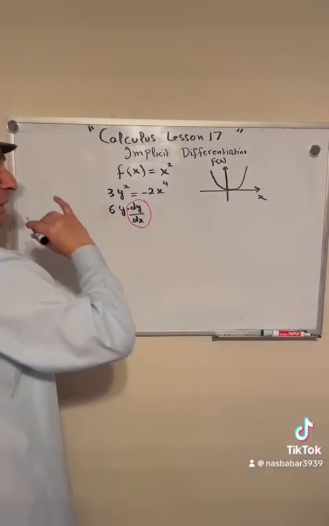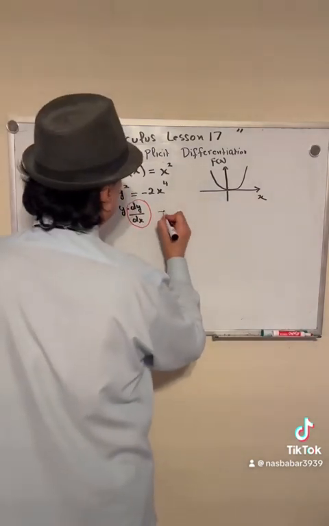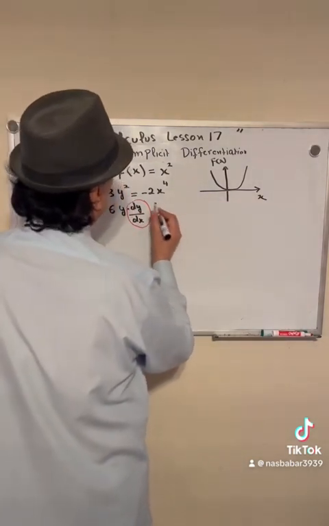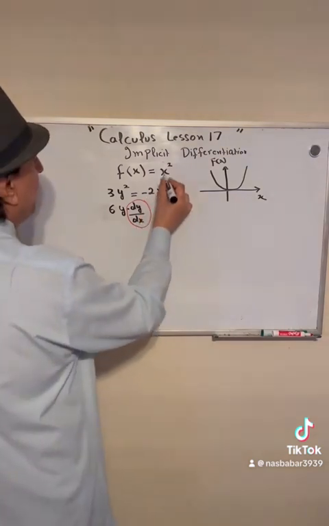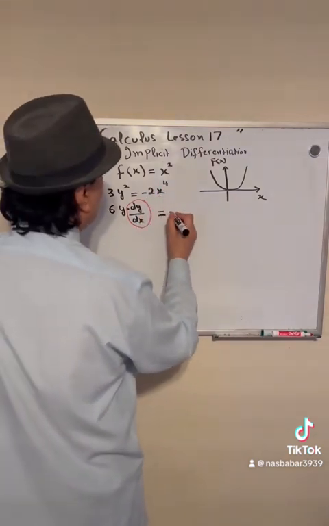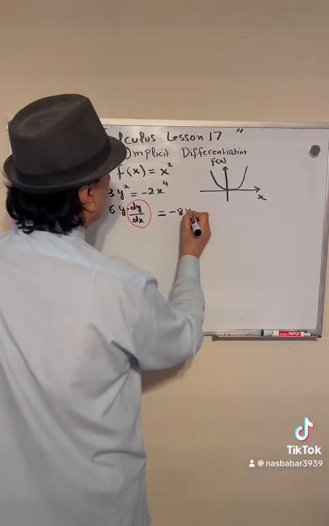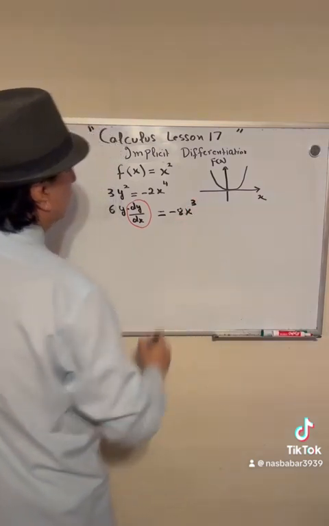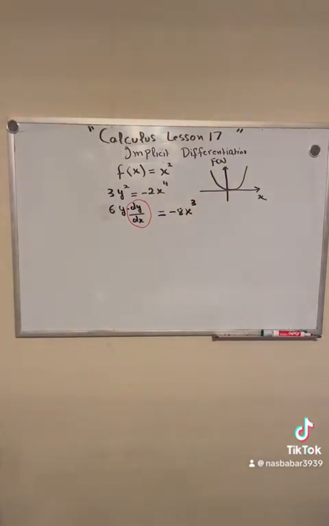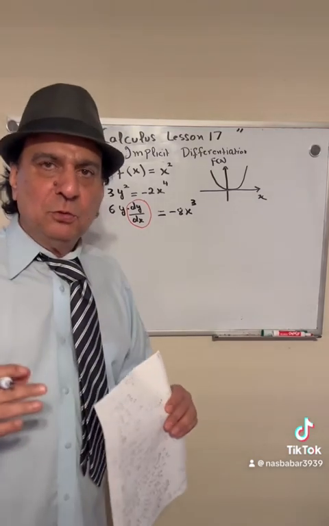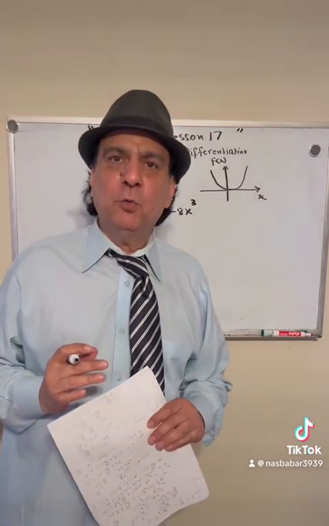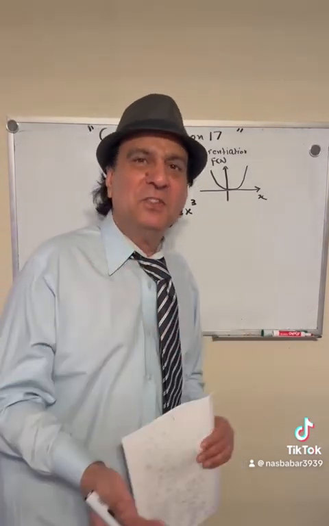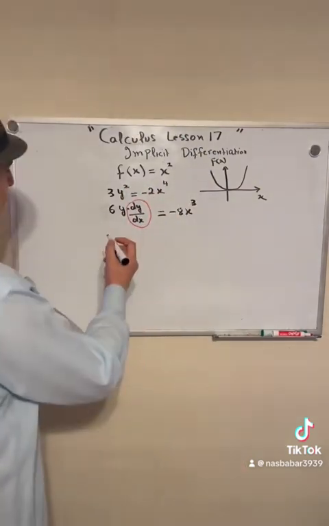Now let's take the derivative of the right hand side. So what's the derivative of minus 2x to the 4? Bring 4 over here, so minus 8x raised to the power 3. All right. Now our job is to isolate dy over dx, because that is exactly what we're looking for. So that's what we do.